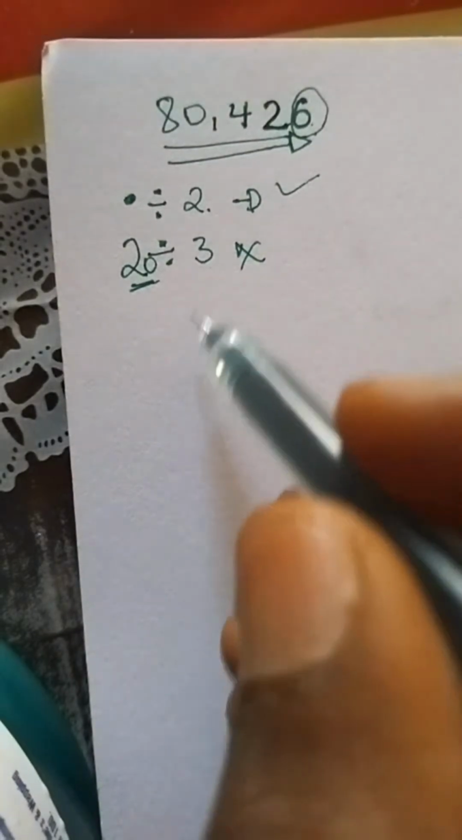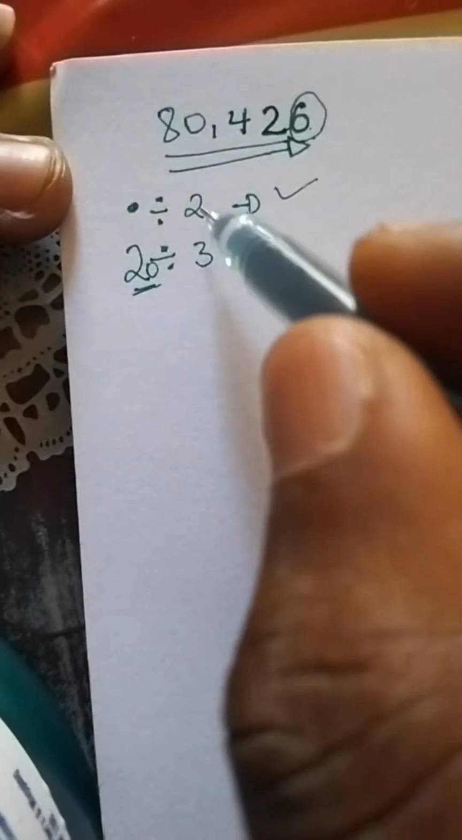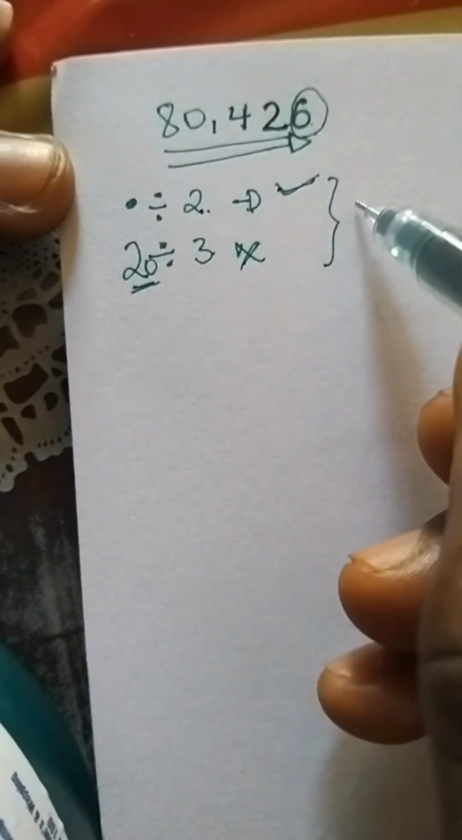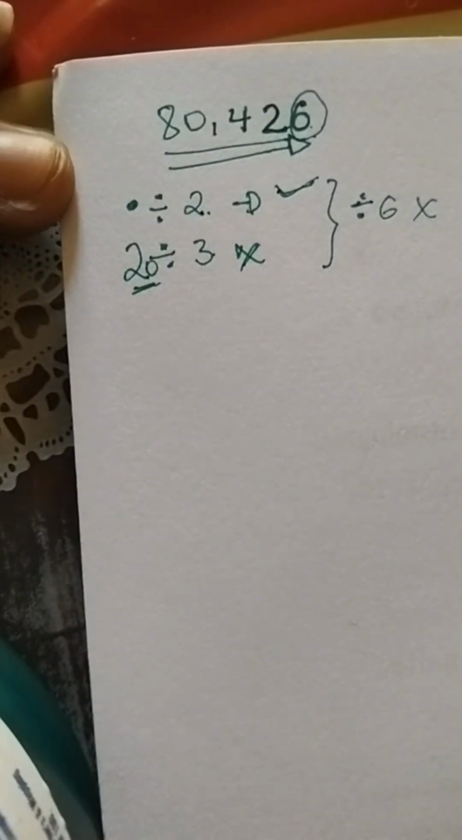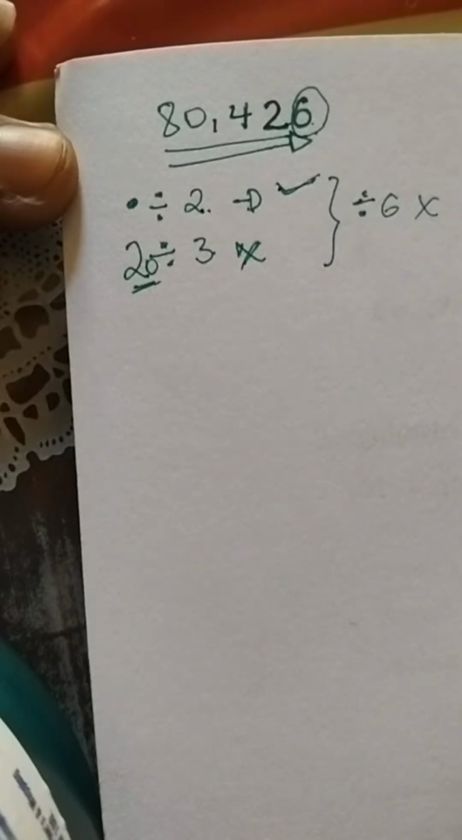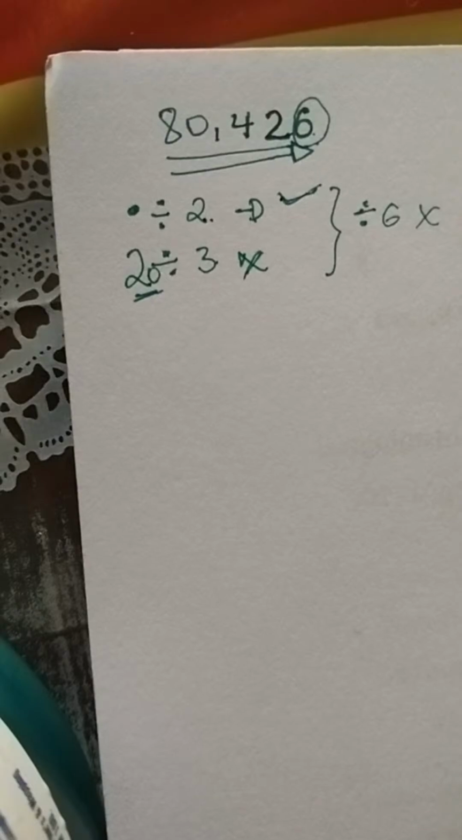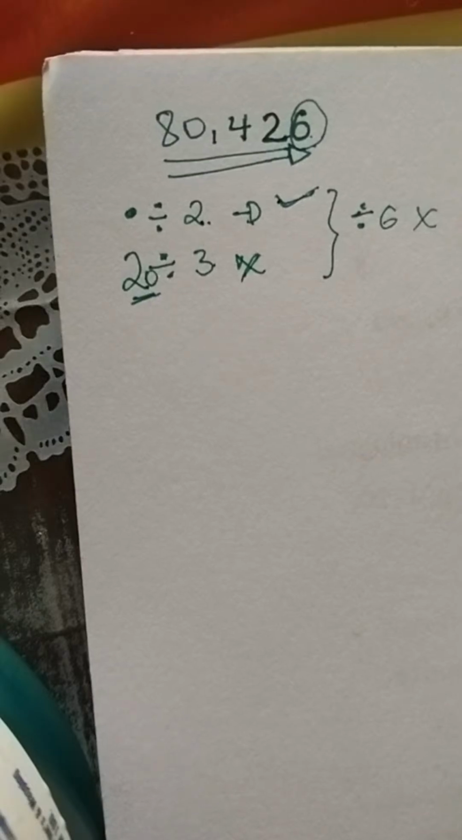Okay, is it divisible by 6? We tested, it is divisible by 2. But it is not divisible by 3, so it is not divisible by 6. Okay, let's take another example.